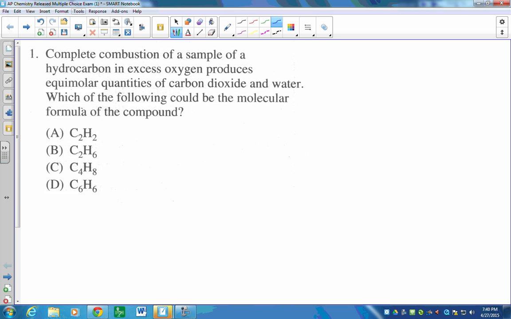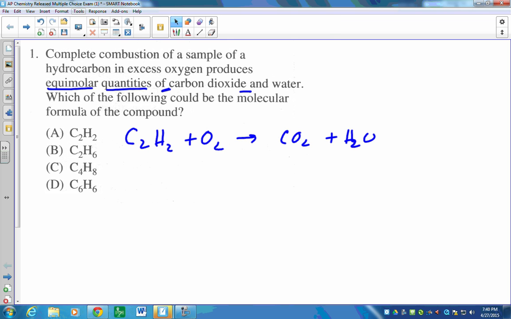Okay, complete combustion of a sample of hydrocarbon in excess oxygen produces equimolar quantities of carbon dioxide and water. Equimolar means that the moles in front of carbon dioxide and water have to be the same. So very quickly, because you guys have 90 seconds per problem: CO2 plus H2O. If I go to balance this, 2 carbon, 1 carbon, I need a 2. 2 hydrogen, 2 hydrogen, I need a 1. Stop here. That is not equimolar.